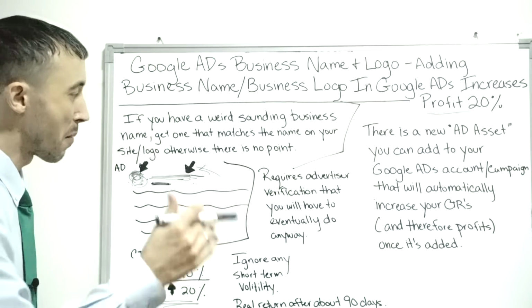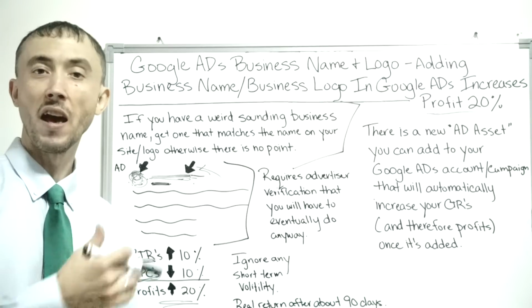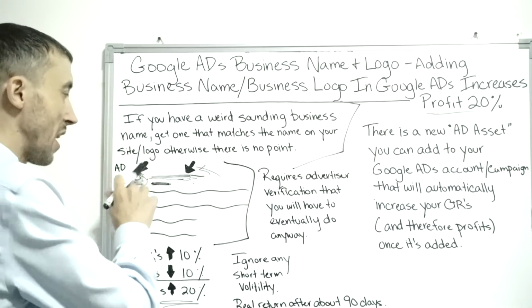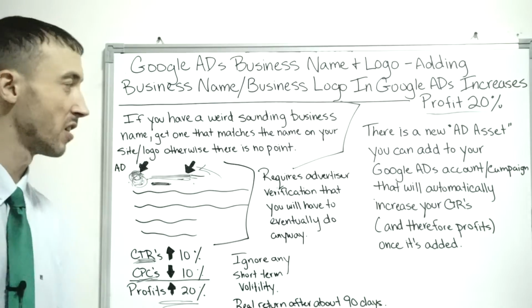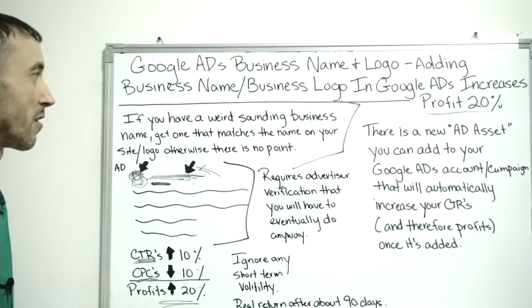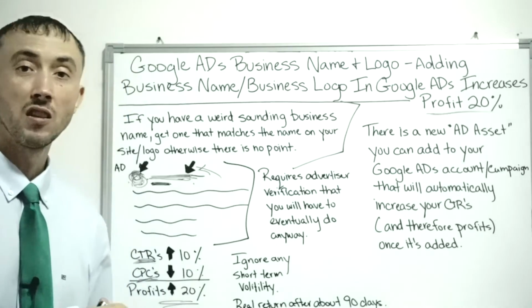So I know I'm getting a bit off track there, but go ahead and do the verification. Just get it out of the way, so you can take advantage of this, and then you don't have the problem of meeting a deadline to get it done later on and potentially having your account get shut off because you couldn't get it done in time.